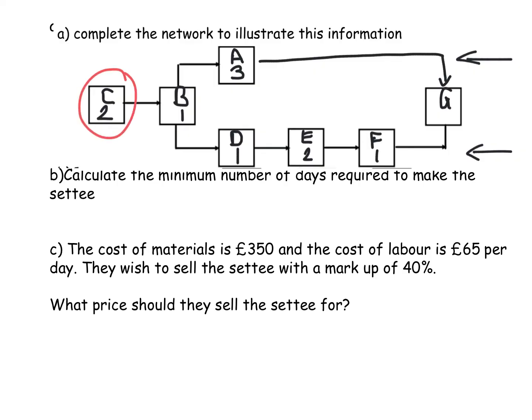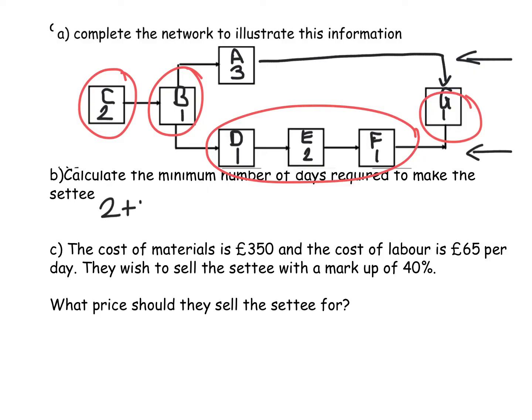So task C took 2 days, task B took 1 day. Then you've got the option, do you add up these 3 or do you add that one? Now at a quick glance, you take the one that takes the longest. So A is 3, but D, E and F combined is 4. So we're going to take D, E and F. If A had been maybe 5, I would have circled the 5. And then G, that's got the 1 missing in there for the G, I would circle the G. So the length of time taken to build this settee was 2 plus 1 plus, now I'm going to take the 1, 2 and 1 together.